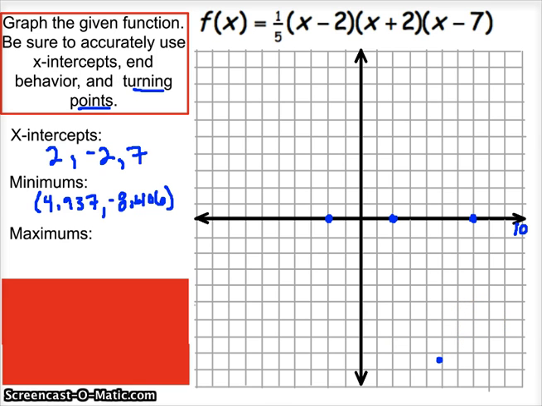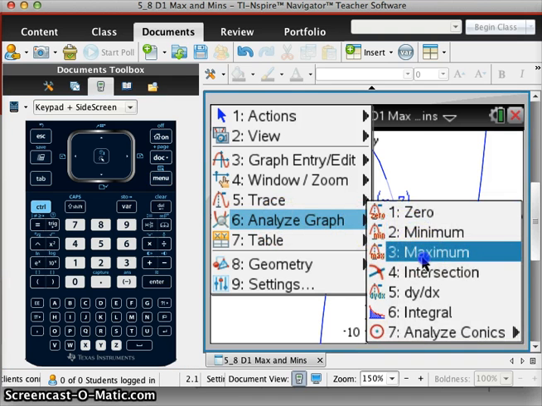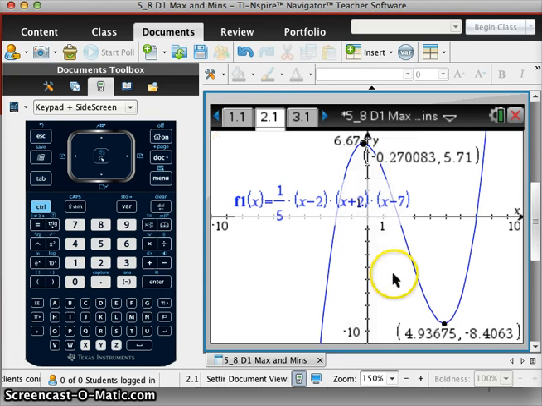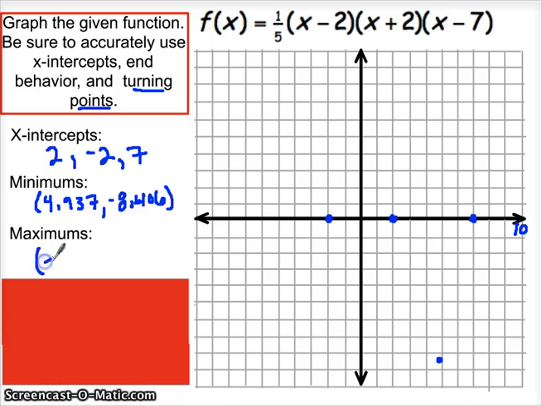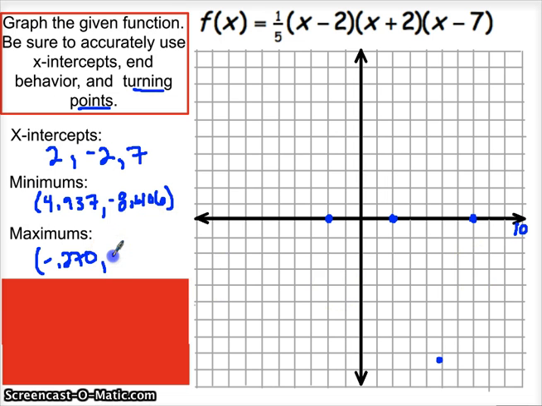Let's do the same thing for our maximum. So Menu, Analyze, Maximum. I'm going to go to the left, scroll past, and go to the right, and negative 0.270, comma, 5.71. Looks like we get a nice round number there. 5.71 gives me a reasonably accurate negative 0.2 and up to 5.7 point.